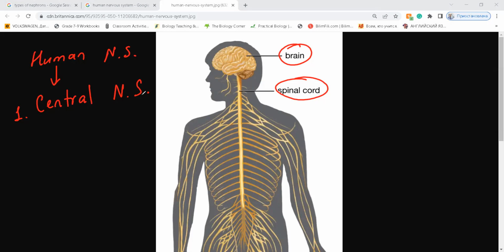The central nervous system contains the brain. The brain is our major organ, which controls all the functions. And the second one is the spinal cord. The spinal cord is this part, guys. Which part of the body is it located in, or protected by which bones? Do you know any information? How are we protecting our spinal cord and brain?